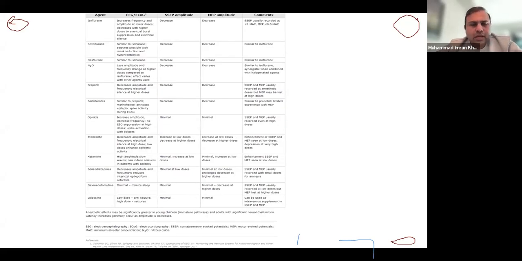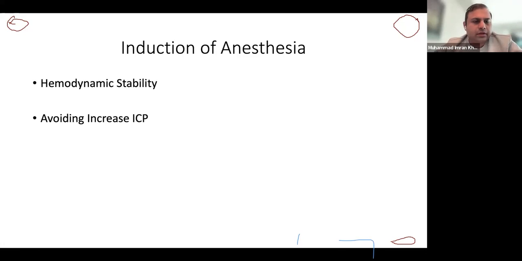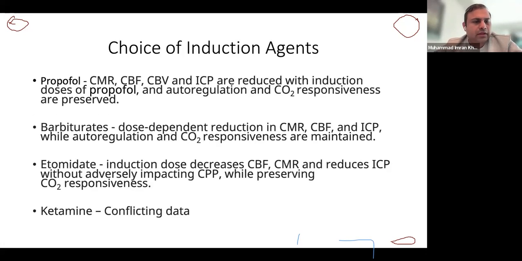So for example, around 2 milligram of rocuronium or 1.5 of cisatracurium, followed by SUX at a dose of 1.5 to 2 milligram per kg IV, would hopefully decrease the increase in ICP that can be seen with SUX.